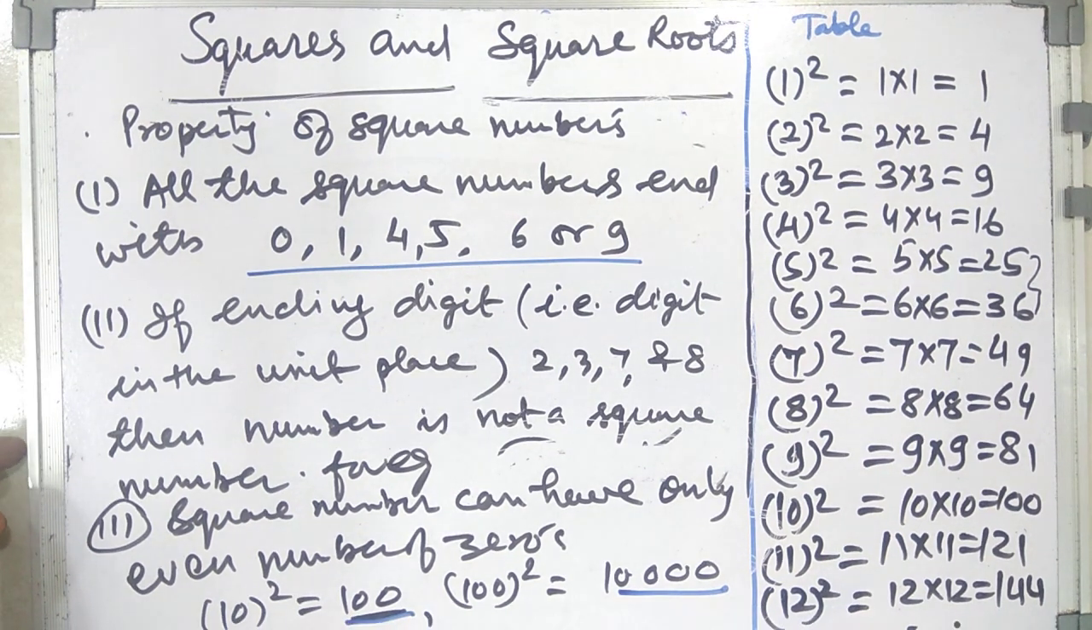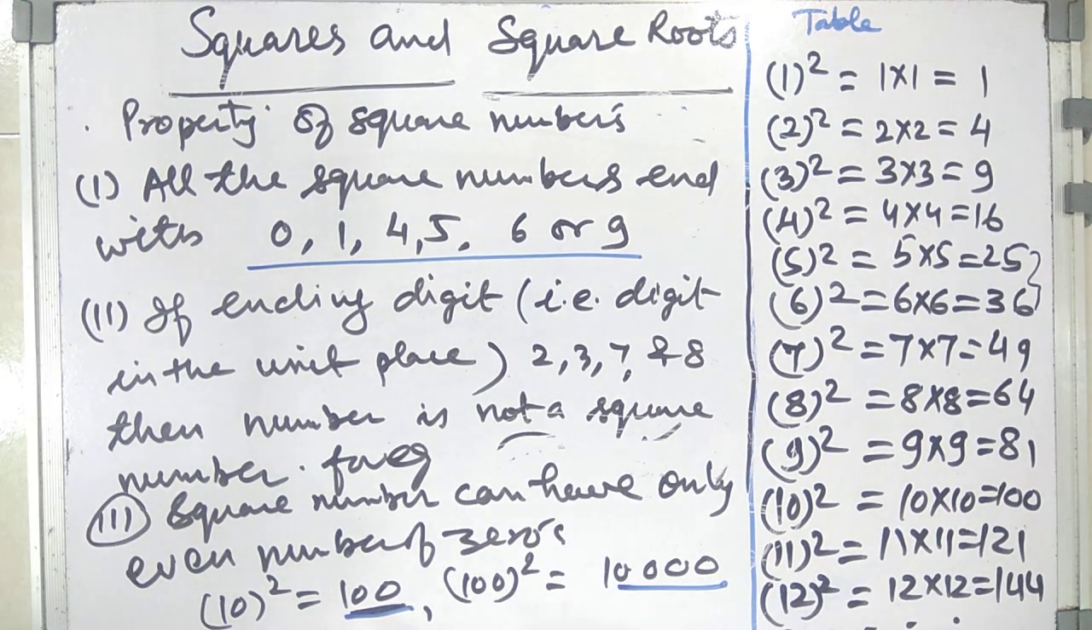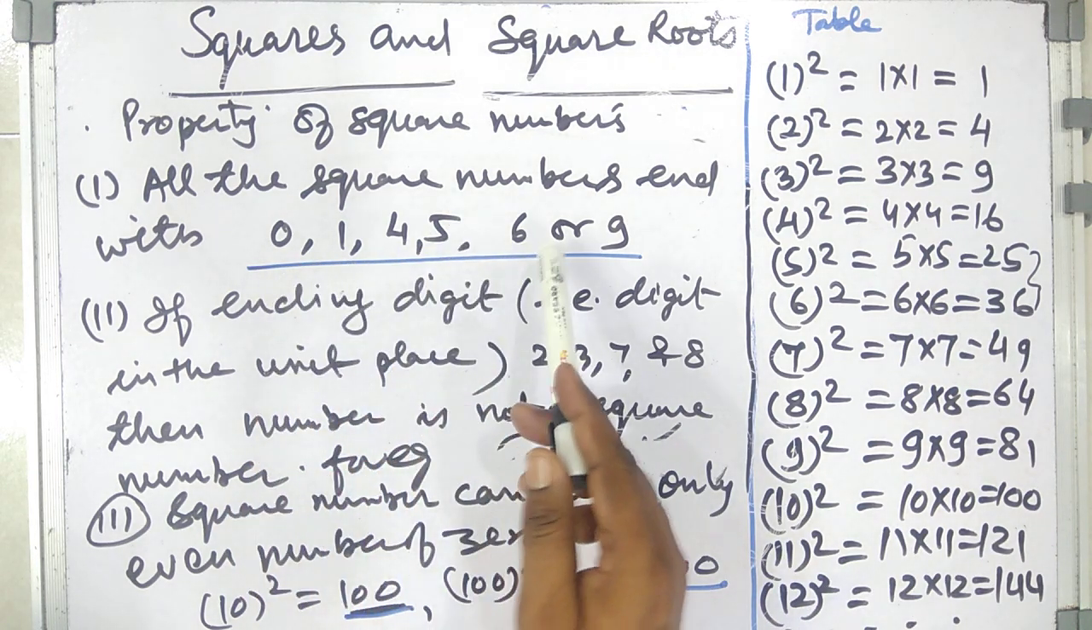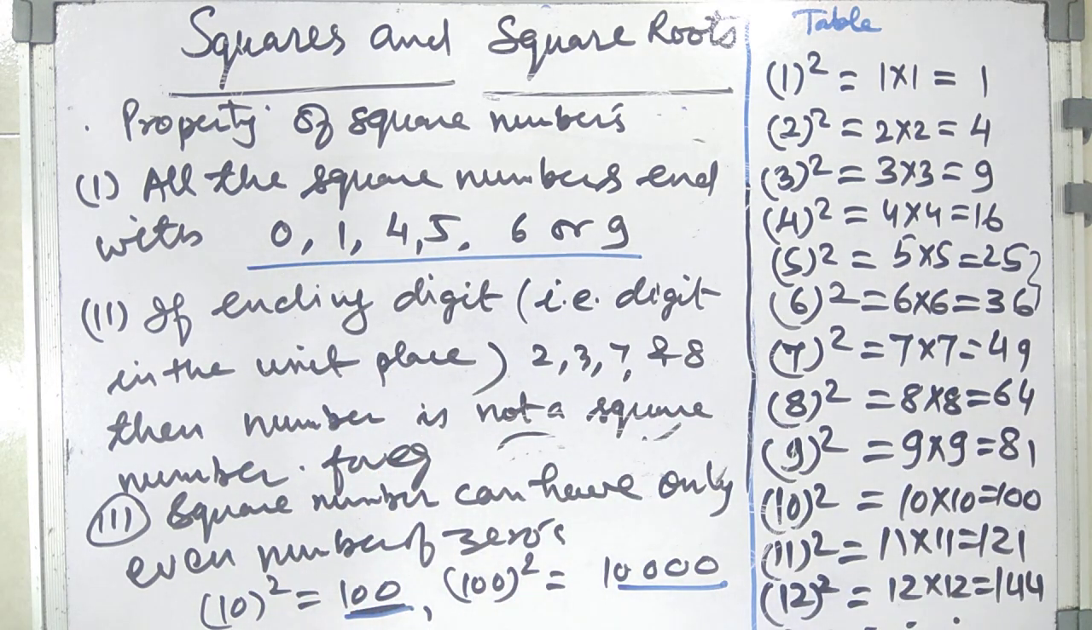So students, a square number can have only an even number of zeros. These are the three important properties, students. If a square number is given, then compulsorily the unit place is 0, 1, 4, 5, 6 or 9. Otherwise it is not a square number.